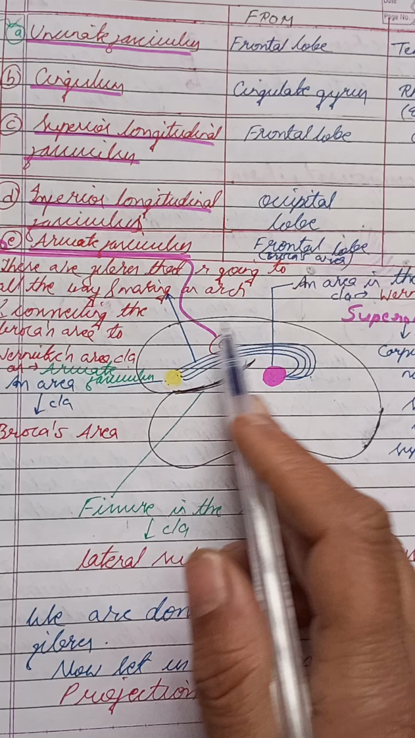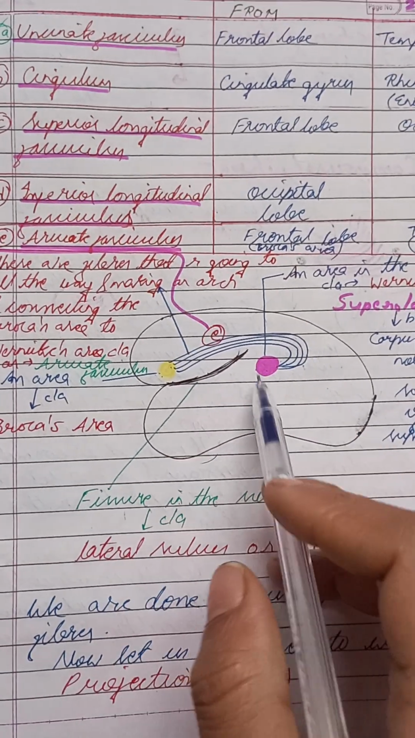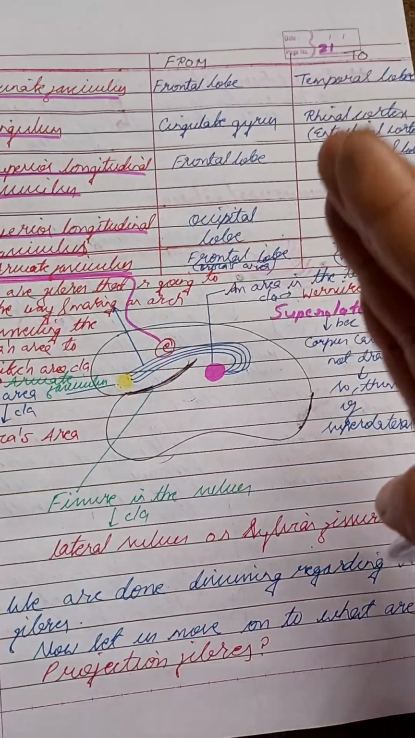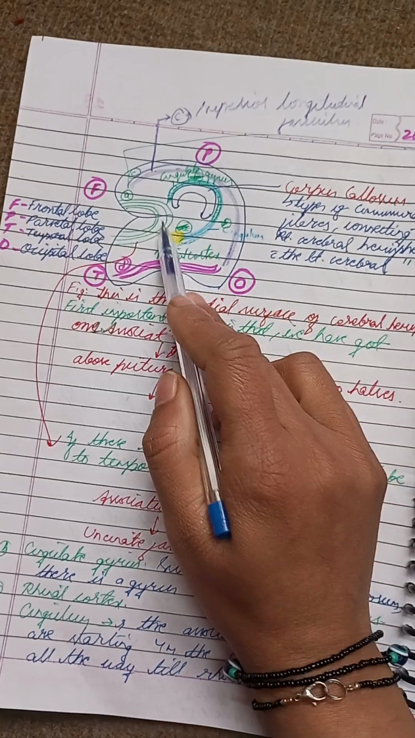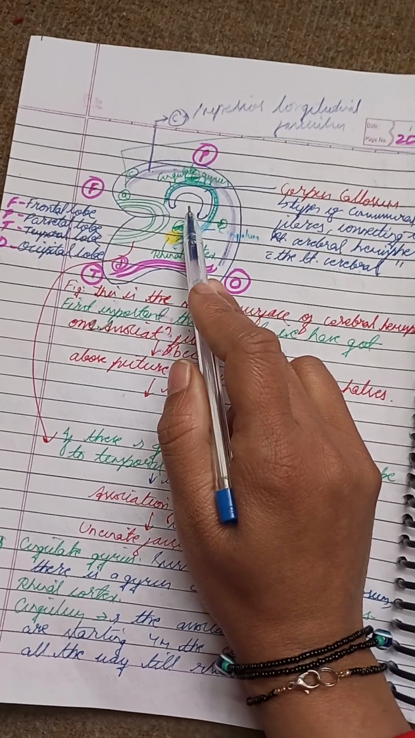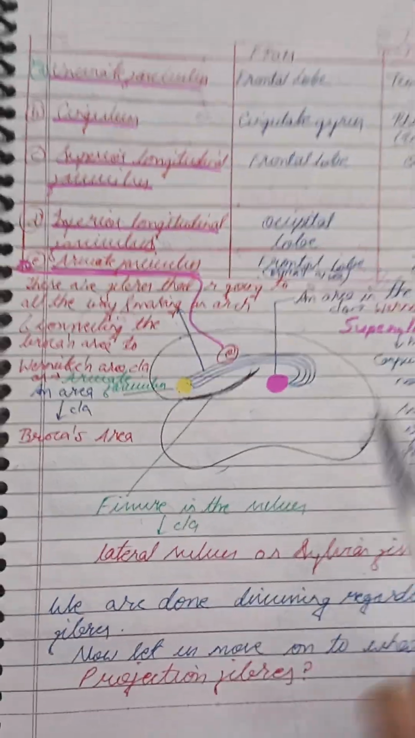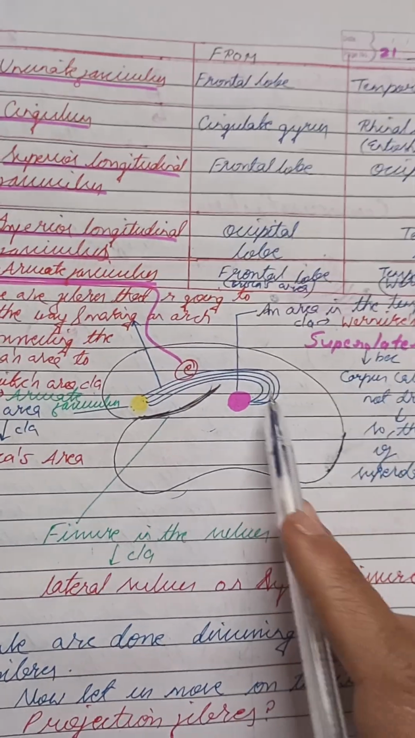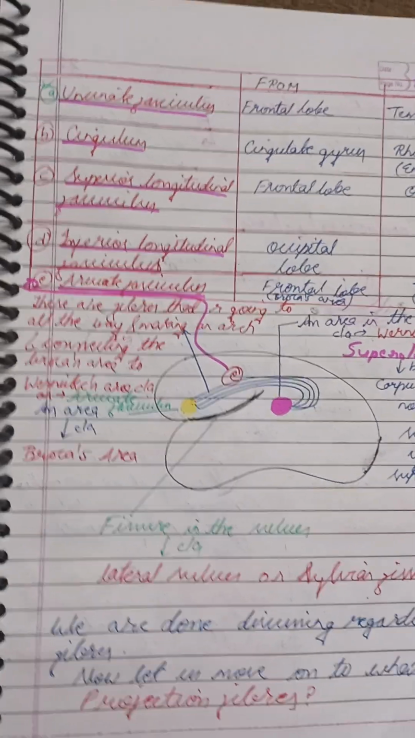This is the superolateral surface. How do you know this is a superolateral surface? Because in this picture there is no corpus callosum. In the earlier picture we saw a corpus callosum, so that was the medial surface of the cerebral hemisphere. But in this picture there is no corpus callosum, so this is the superolateral surface.